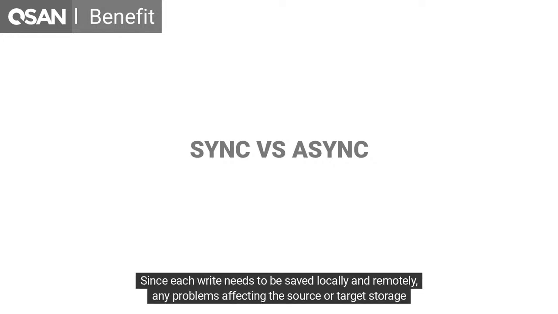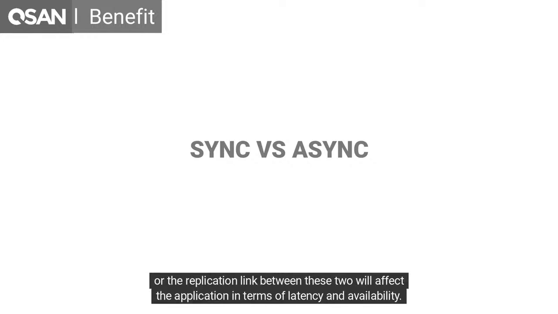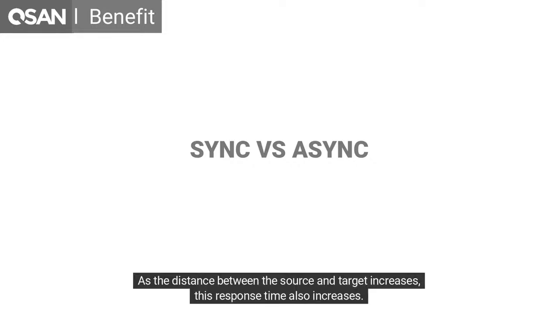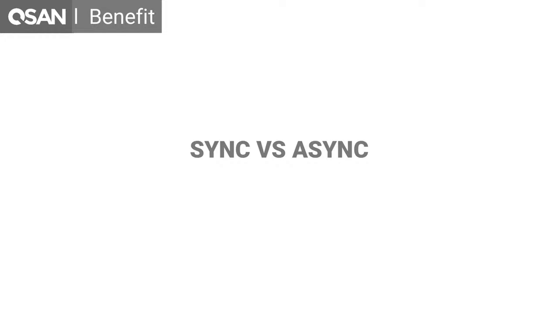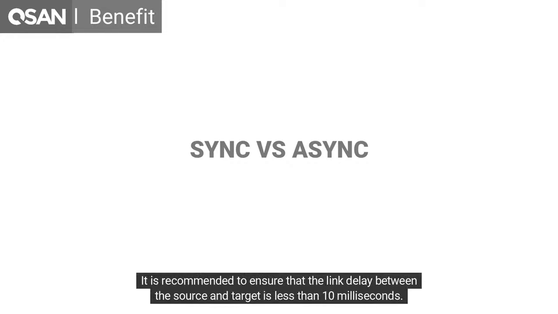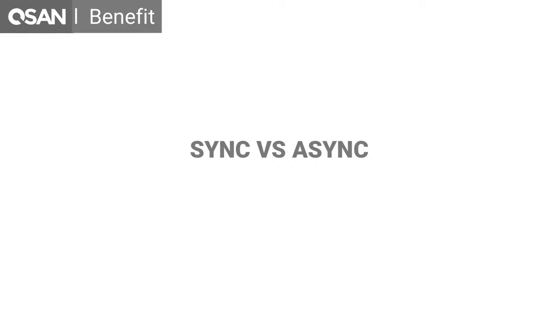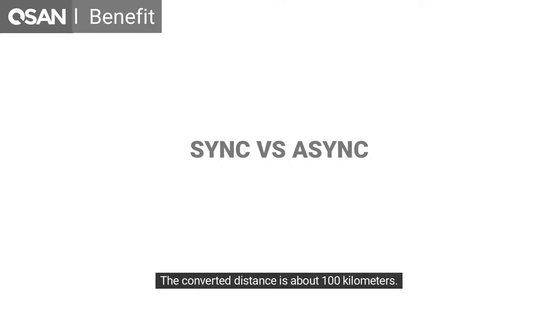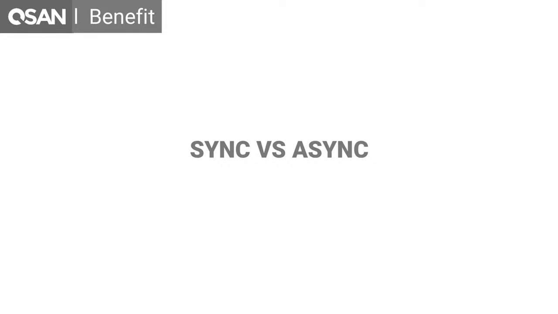In a synchronous replication solution, there are also trade-offs. Since each write needs to be saved locally and remotely, any problems affecting the source or target storage, or the replication link between these two, will affect the application in terms of latency and availability. As the distance between the source and target increases, this response time also increases. It is recommended to ensure that the link delay between the source and target is less than 10 milliseconds. The converted distance is about 100 kilometers.